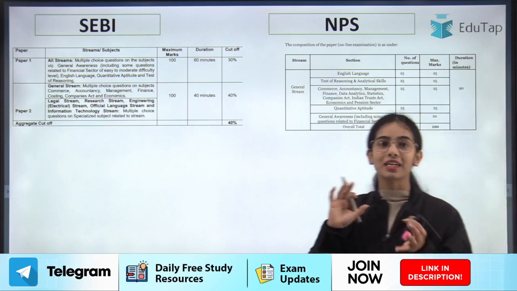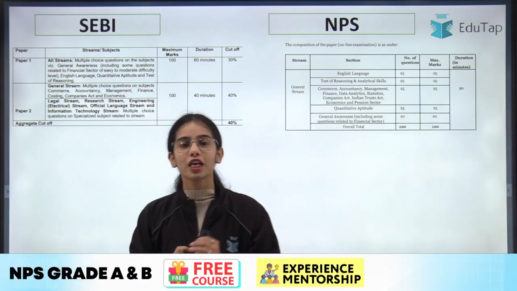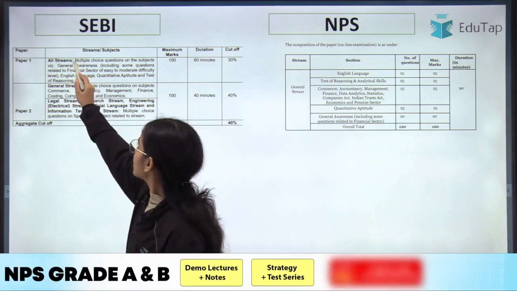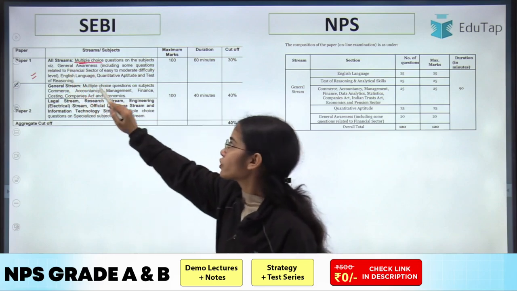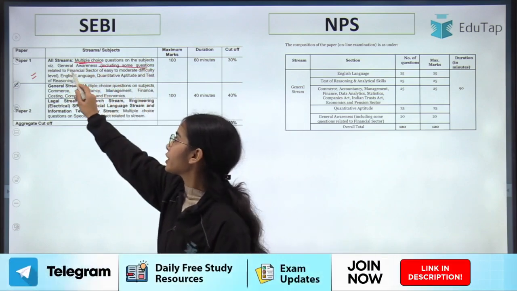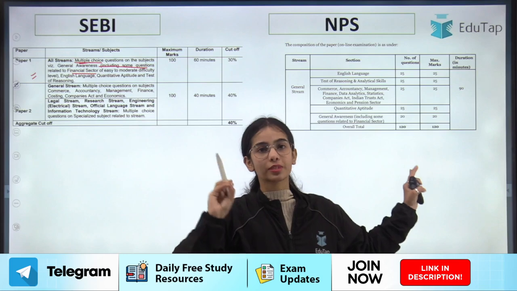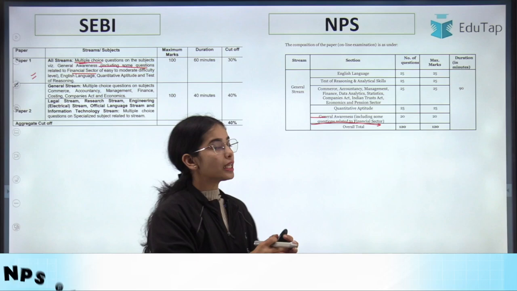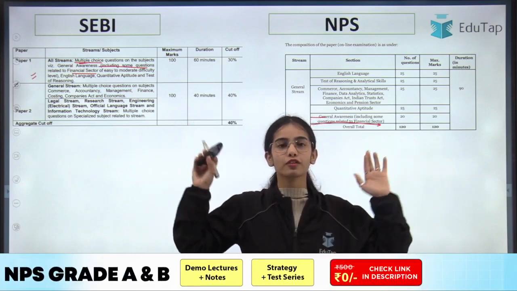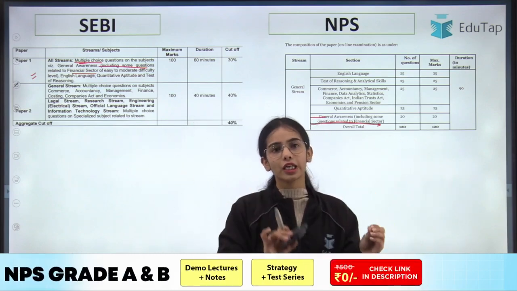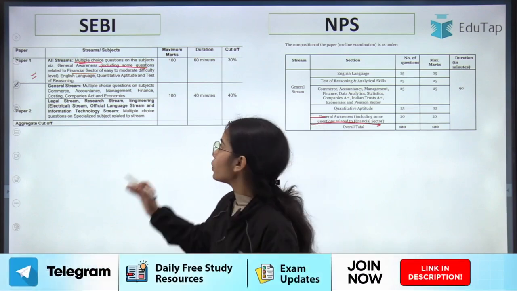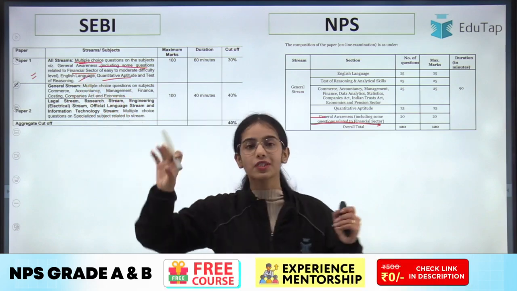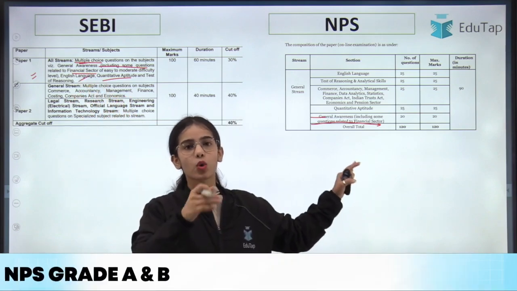Let's see the overlapping that is present in the pattern of SEBI and NPS. If we talk about phase 1, in SEBI, in phase 1, you have paper 1 that consists of general awareness, including some questions related to the financial sector. Even in NPS it is mentioned that general awareness includes questions related to the financial sector. So in both NPS and SEBI, in phase 1 there will be general awareness focusing on the financial sector. Now in SEBI there is quant, reasoning, English in phase 1, and in NPS also in phase 1 there is quant, reasoning and English.